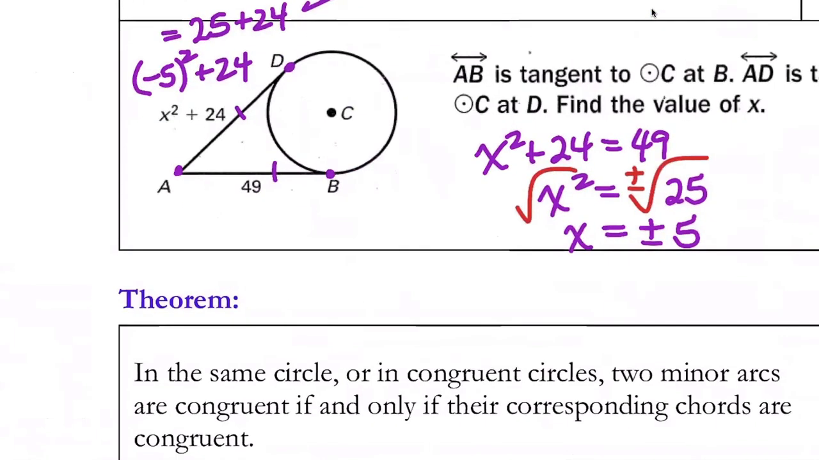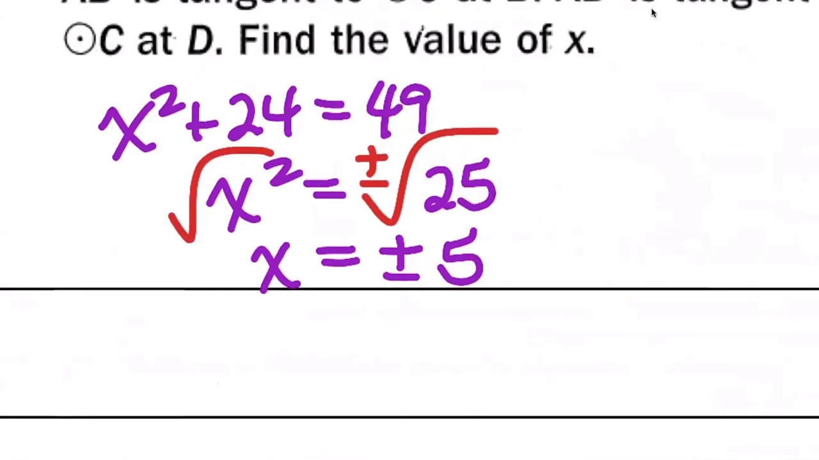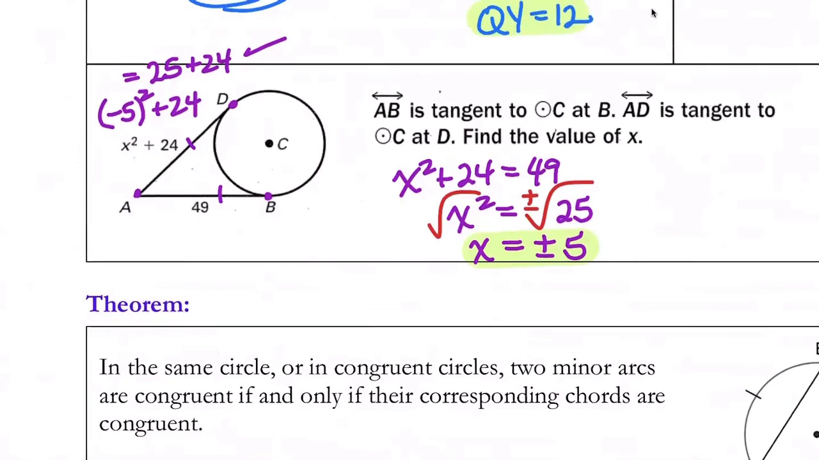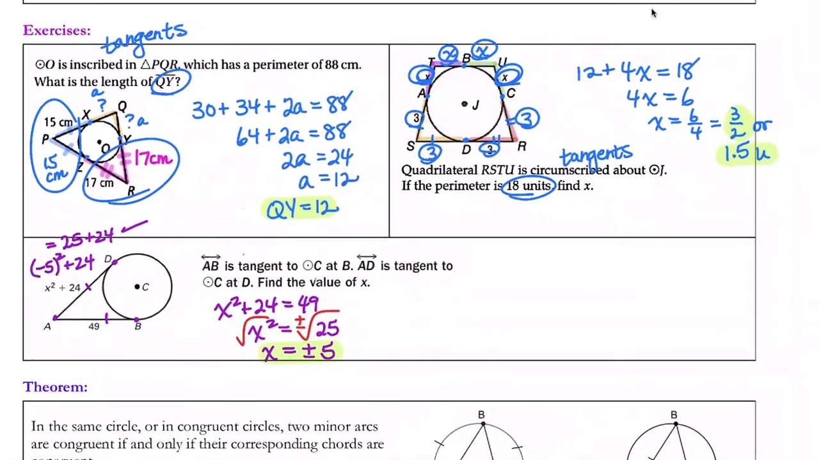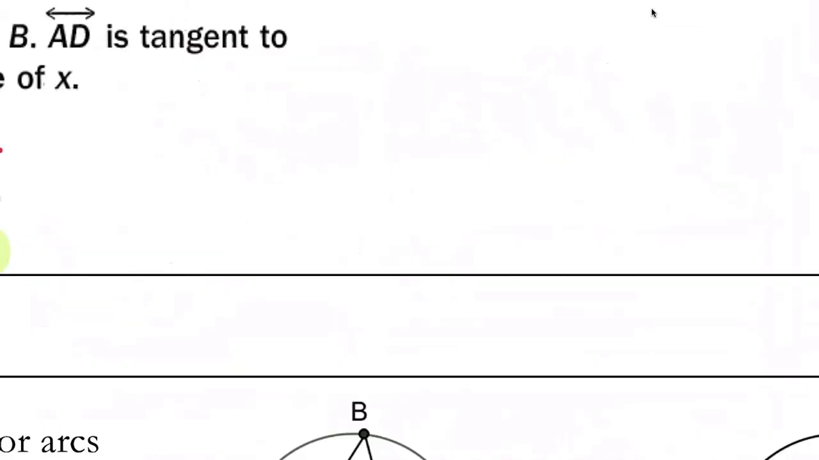Okay, so on this problem, we're going to keep both answers because having a negative value for the variable did not create a negative segment or angle measure. A lot of times we throw out that negative value, but for this particular problem, we're going to keep both of them. This one should have two answers.